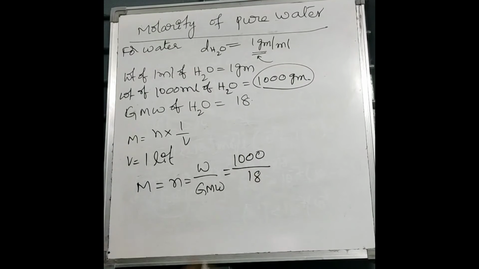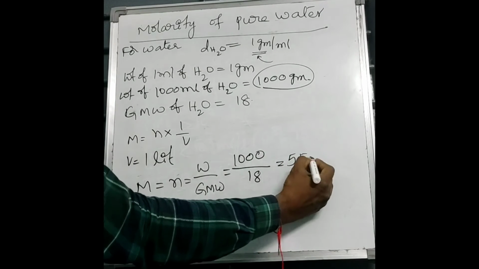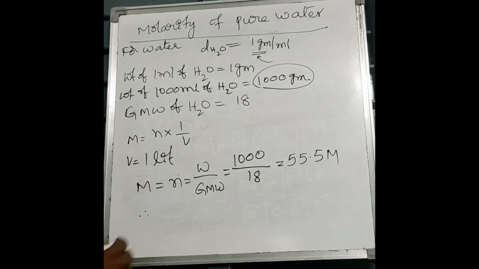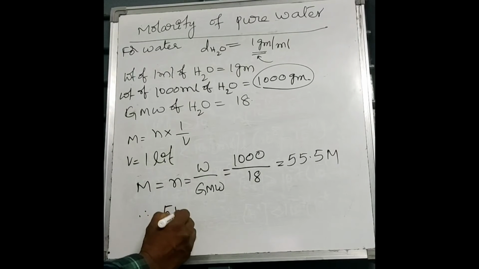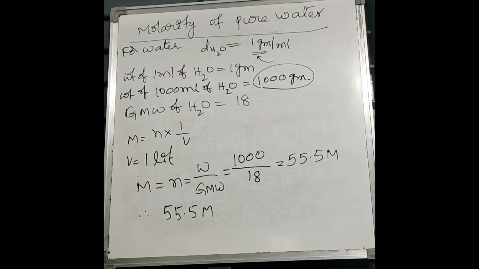divided by gram molecular weight 18. When you simplify this, how much comes? 55.5 comes. Hence, the molarity of pure water is 55.5 M. In the same way, we calculate the dissociation constant of water also.